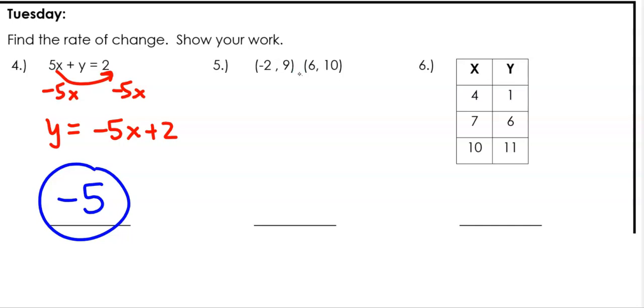For the next question, I have 2 points. So I'm going to use my y2 minus y1 over x2 minus x1 formula. Placing my digits in the correct places, I can now compute. Don't forget, subtracting a negative is really adding a positive. So this results in 1/8.